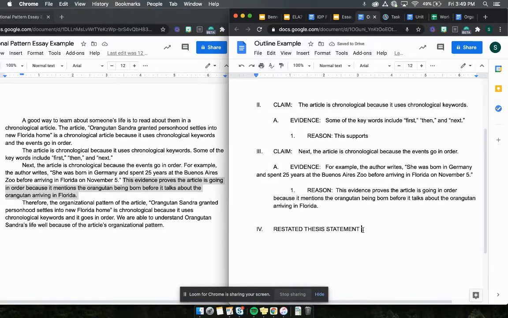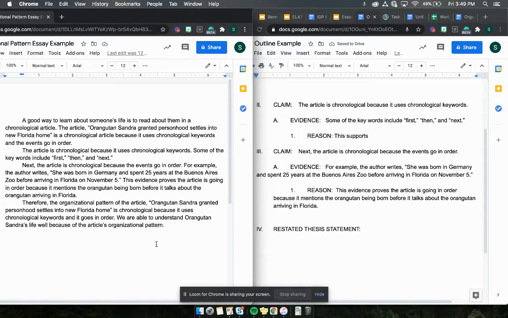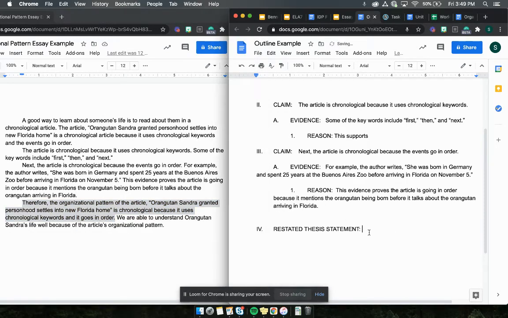And so lastly, it's asking for my restated thesis statement. This should be at the end of your essay. And this is where you wrote your thesis statement again, but in slightly different words. So here's my restated thesis statement. Therefore, the organizational pattern of the article Orangutan Sandra Granted Personhood Settles into New Florida Home is chronological because it uses chronological keywords and goes in order. So this is where I'm answering the prompt again. I'm telling what the organizational pattern is again. So I'm going to take that restated thesis statement and plug it into my outline.